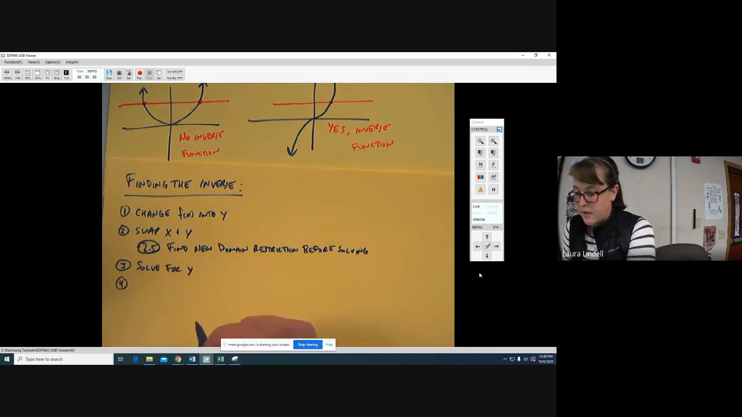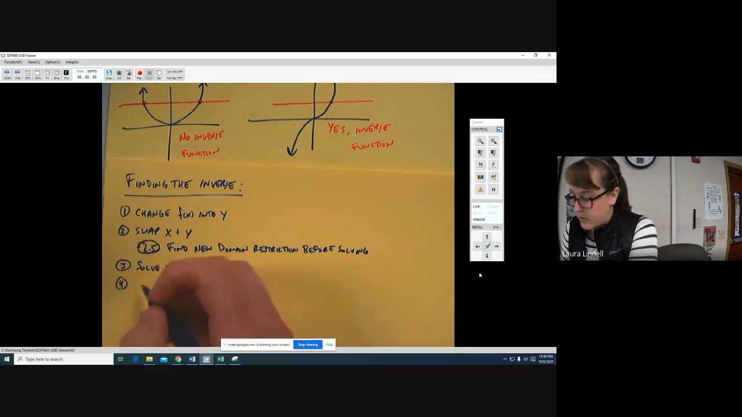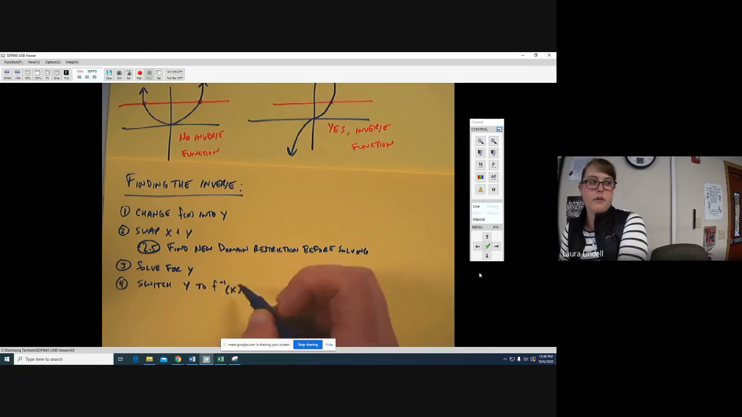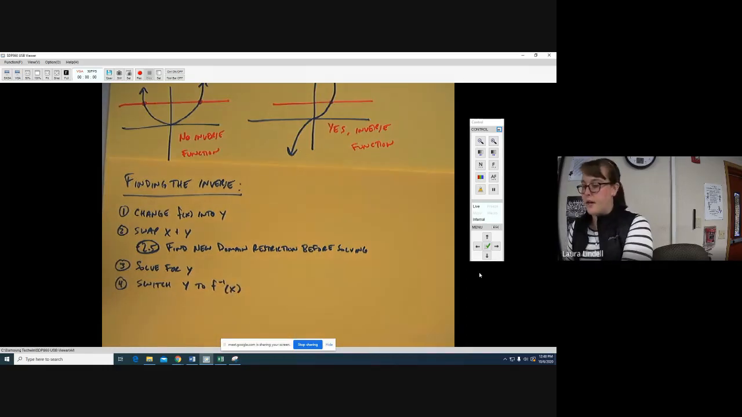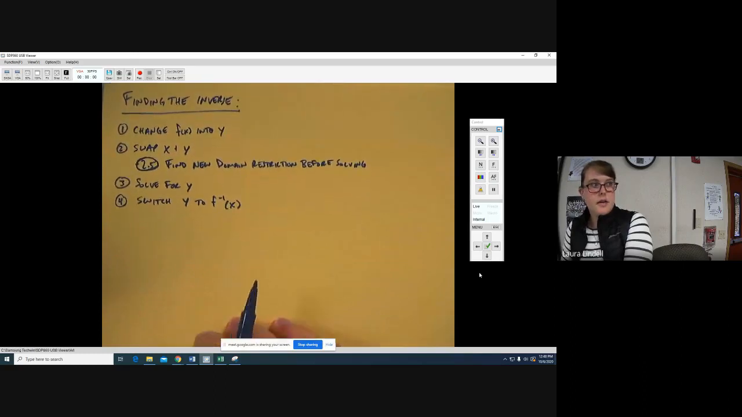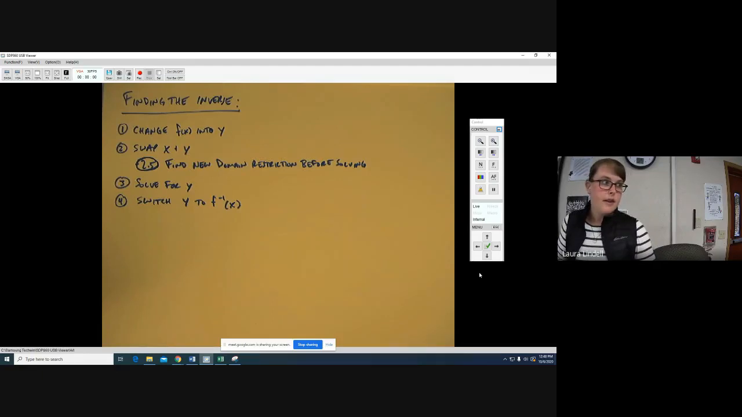Then step 4, at the end, we're switching it back into function notation. So switch y to f inverse of x. This is the notation for f inverse. So f to the -1 is what it looks like. So those are our steps of finding the inverse. Give everyone a moment to write that down if you would like to write that down. And then we'll do a couple examples.